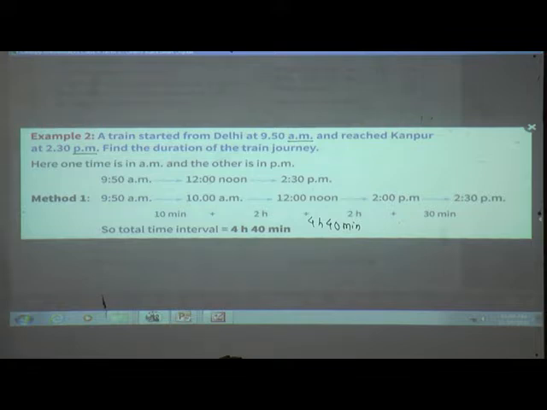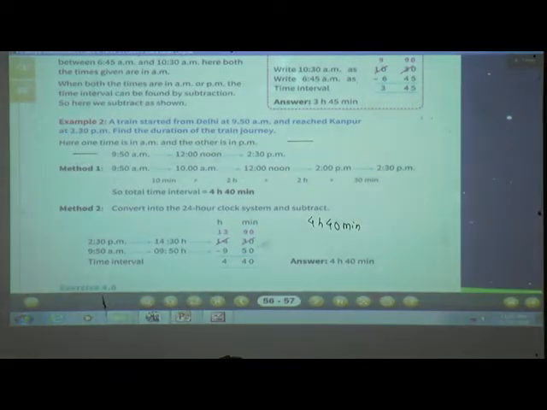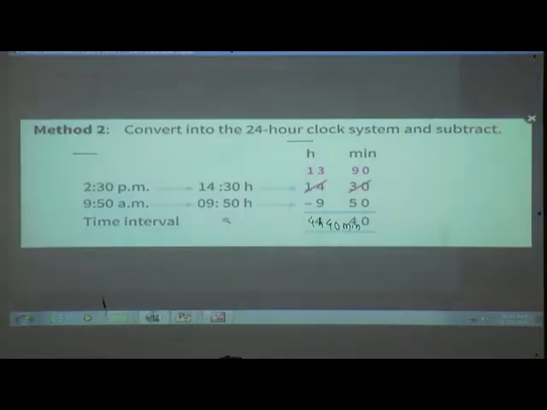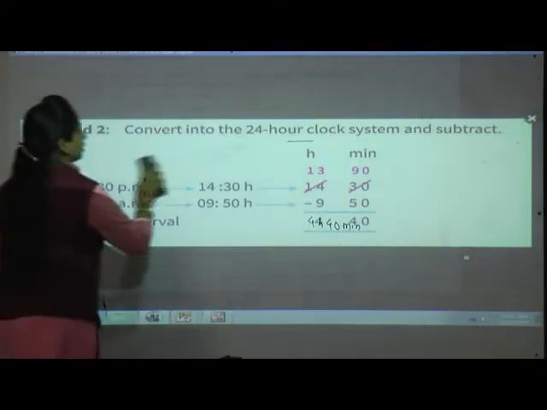When they are given, one time is in AM and one time is in PM, you have to observe properly and you have to solve. Okay? Clear? Yes, very good. Now the same question, how we can solve with method 2. Now let's see.